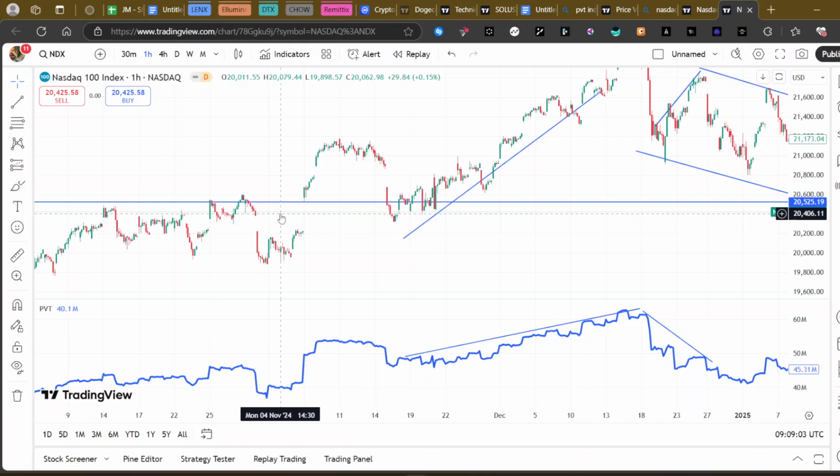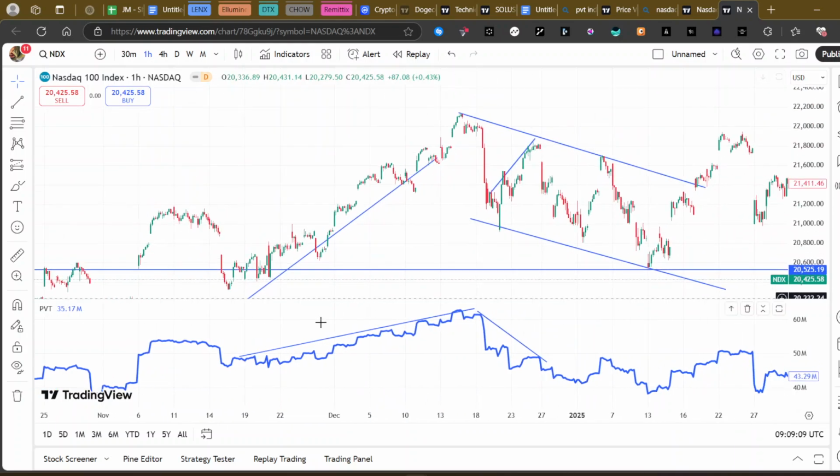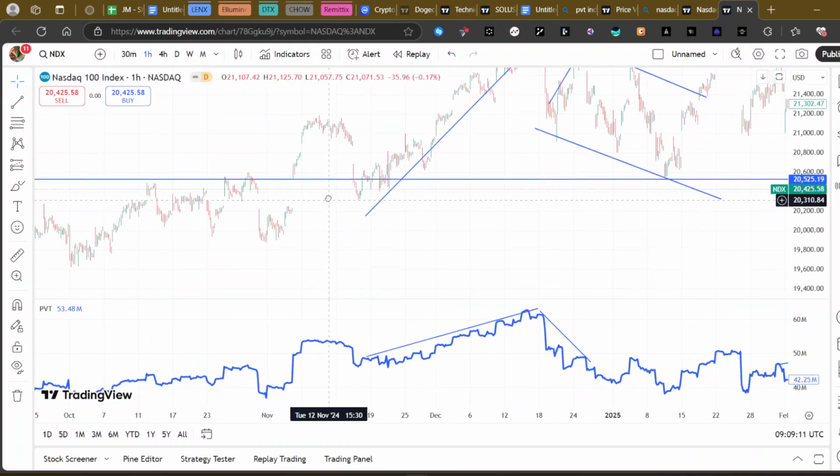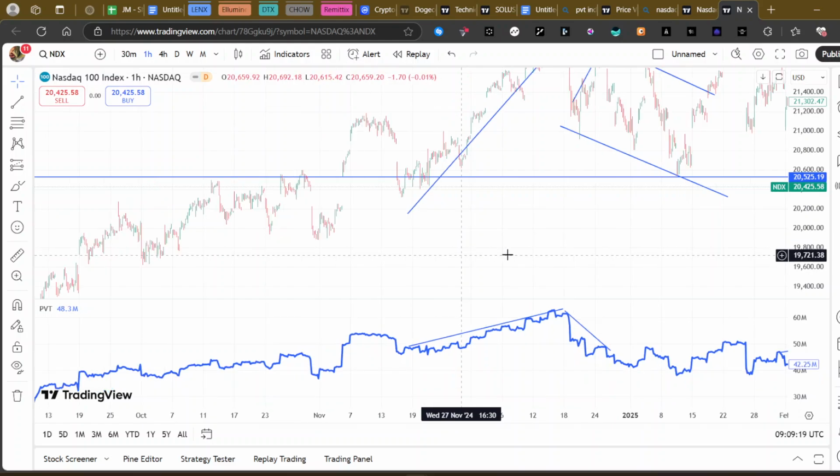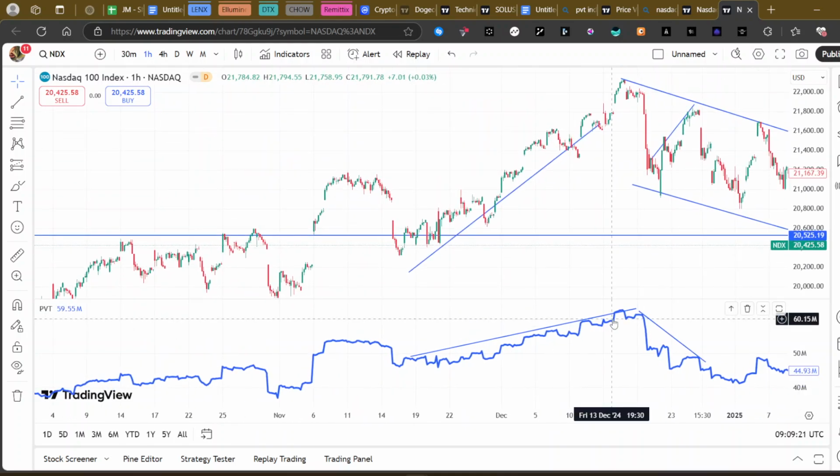All right. And then finally, do not make the mistake of misreading divergences. Now, not every divergence means an instant reversal. Sometimes trends can continue even with a divergence. All right, remember that there is no strategy that is 100% accurate. No strategy guarantees profit.